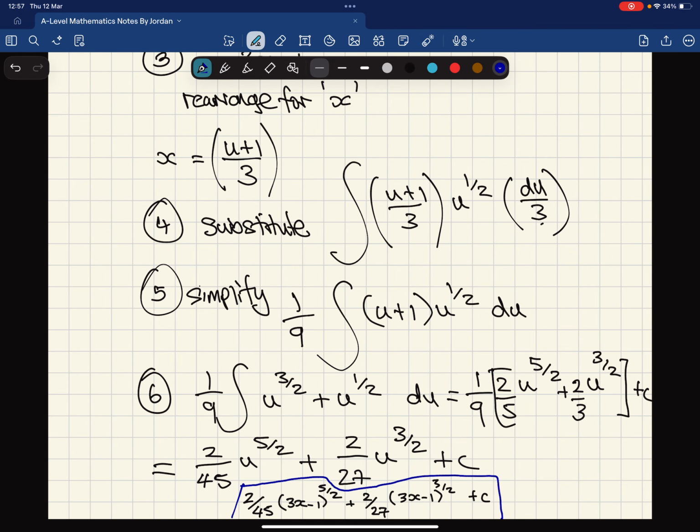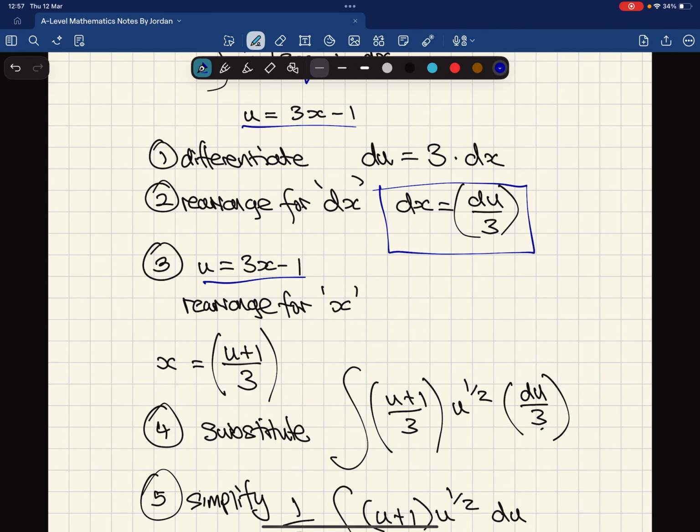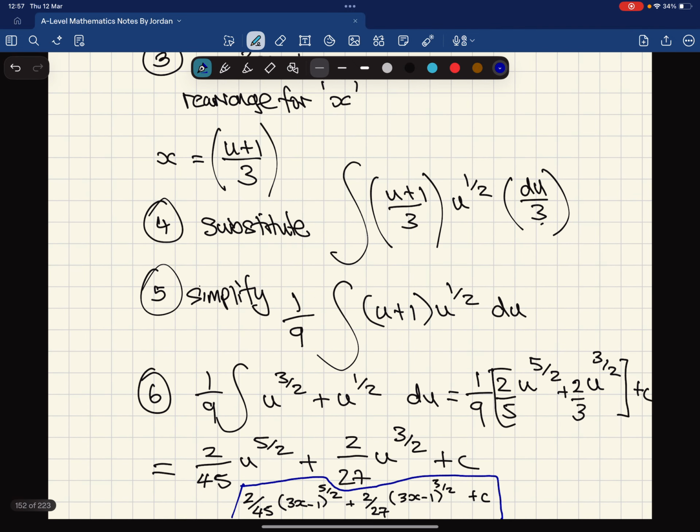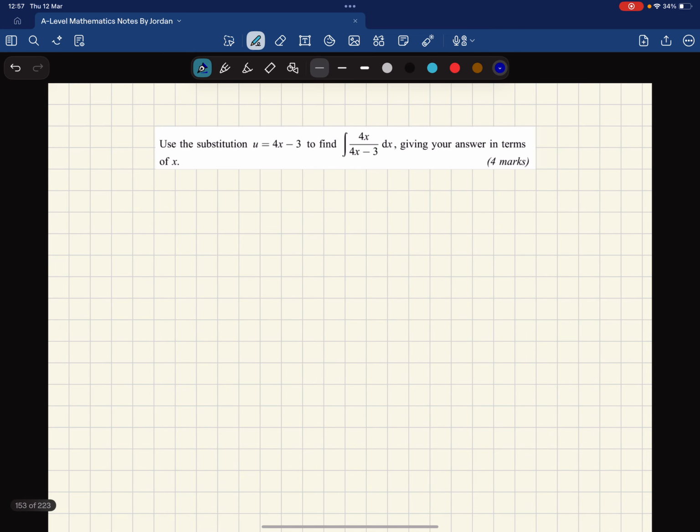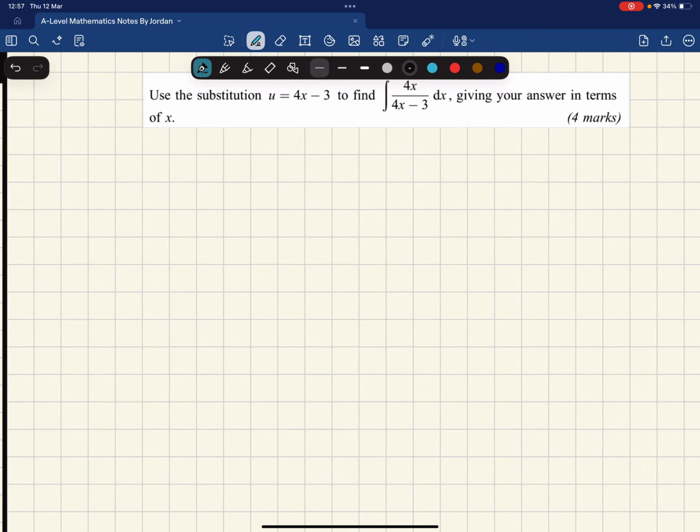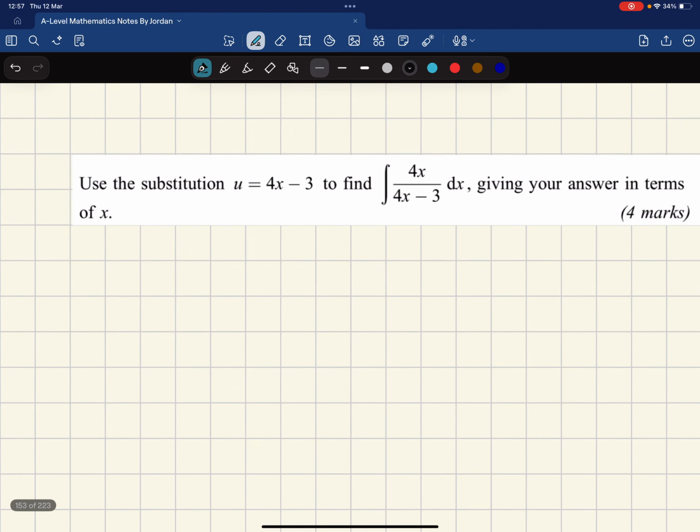So yeah, effectively you were mostly there. Here you just needed to put u back in at the end, which is what a lot of students forget to do and they lose the mark in the exam. So don't forget that. Okay, here's another one. Practice makes perfect. So let's continue.